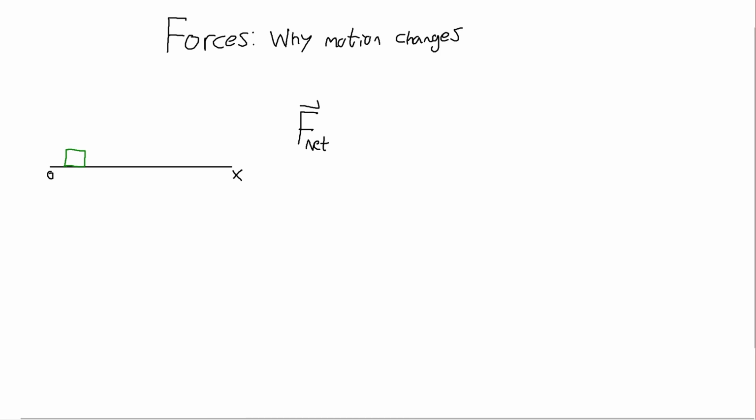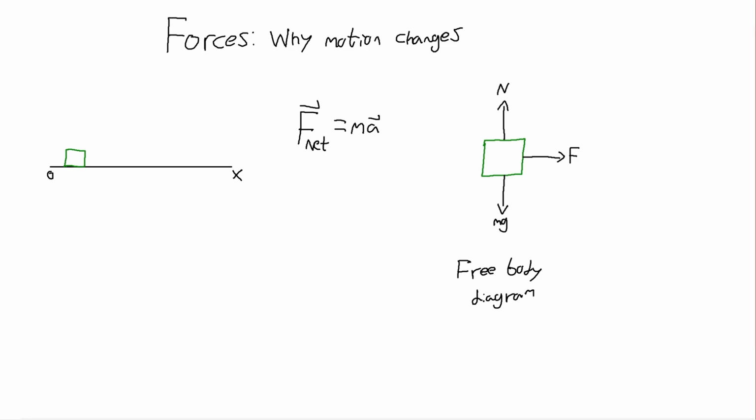The answer is force. The net force is equal to the mass times the acceleration. This is what's called a free body diagram. And in a later video, I'll go into detail about these. But essentially, it just describes all of the forces acting on an object. So on our object that we have moving, there's a normal force, which is the resistive force of the ground which the block is on.